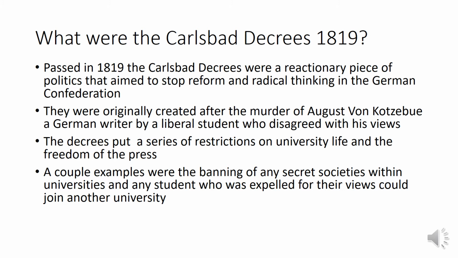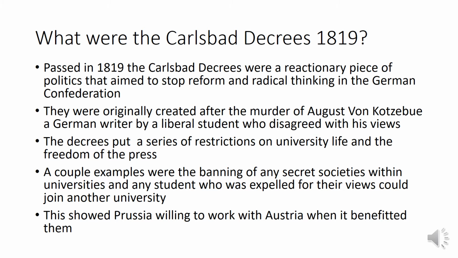If we think about this logically, if someone has spread the ideas at Berlin and is then able to go to the University of Cologne, they're going to spread the same ideas there, and therefore there is going to be more people that might buy into that idea. So these are just two examples of how the Carlsbad Decrees of 1819 actively stopped any reform from happening.